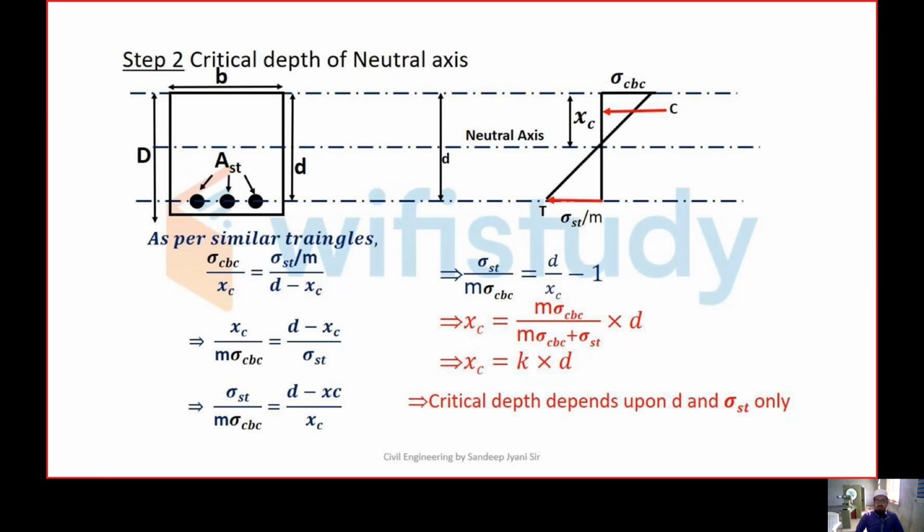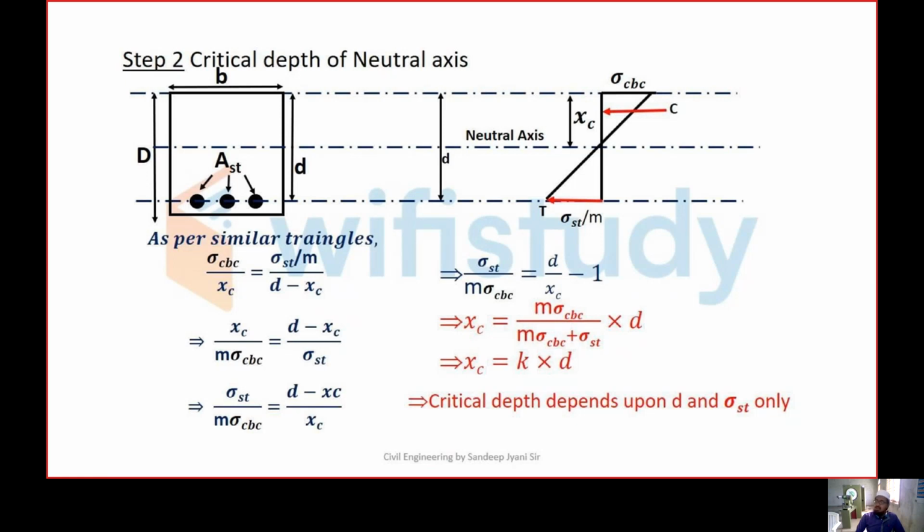So from that equation, sigma st by m sigma cbc is equal to d minus xc by xc. Why did we write it like this? Because we are taking the stress terms on one side and the depths on the right-hand side. So sigma st by m sigma cbc is equal to, if we take xc common, d by xc minus 1. From this, xc is equal to m sigma cbc by m sigma cbc plus sigma st into d, which is written in red color.